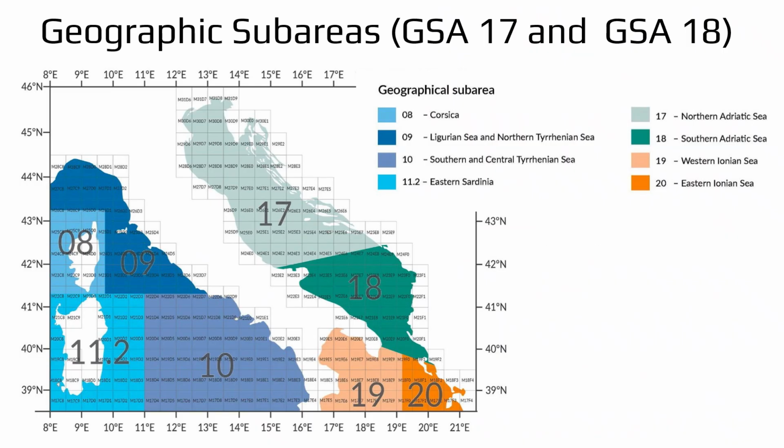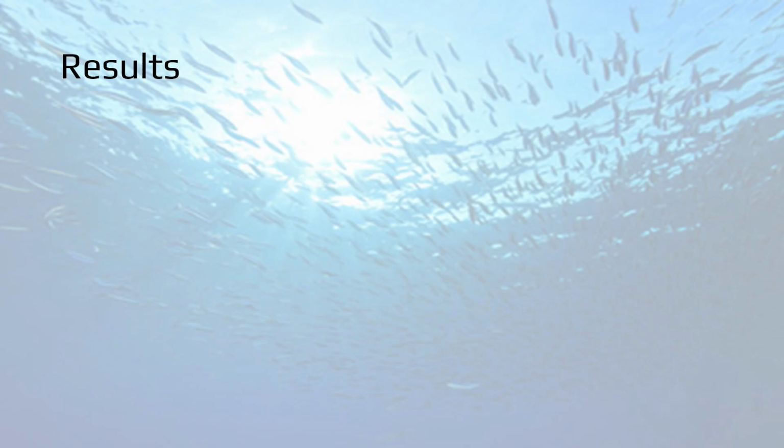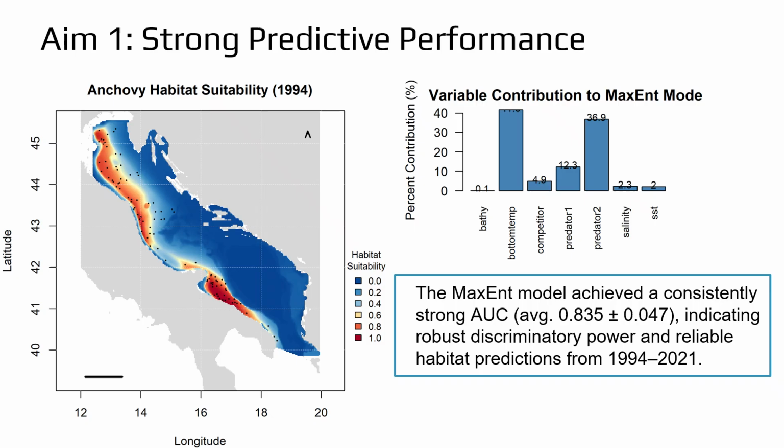And a reminder, our study area here is the Adriatic, GSA 17 and 18. And for this analysis, we've used open source tools. So the fisheries data is coming from the Food and Agriculture Organization of the United Nations. The analysis is being done with R and QGIS, and the remaining environmental layers are coming from Copernicus remote sensing and GEBCO bathymetric charts of the ocean. Now we'll take a look at our results.